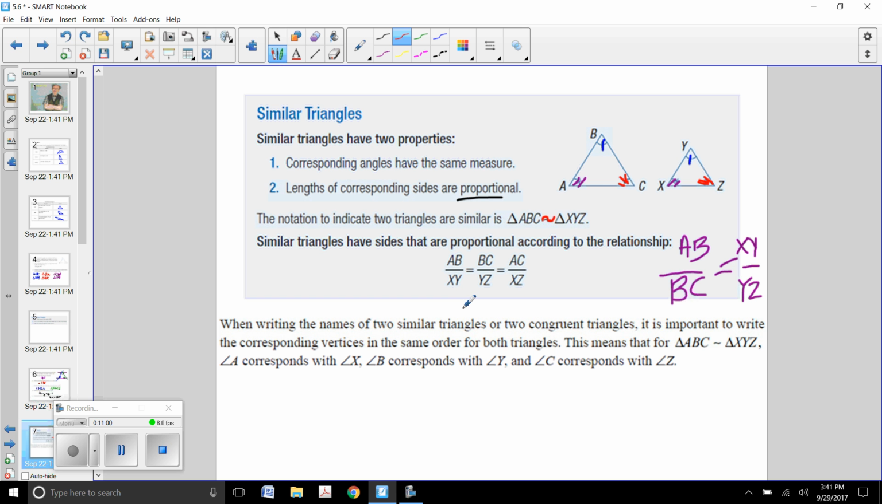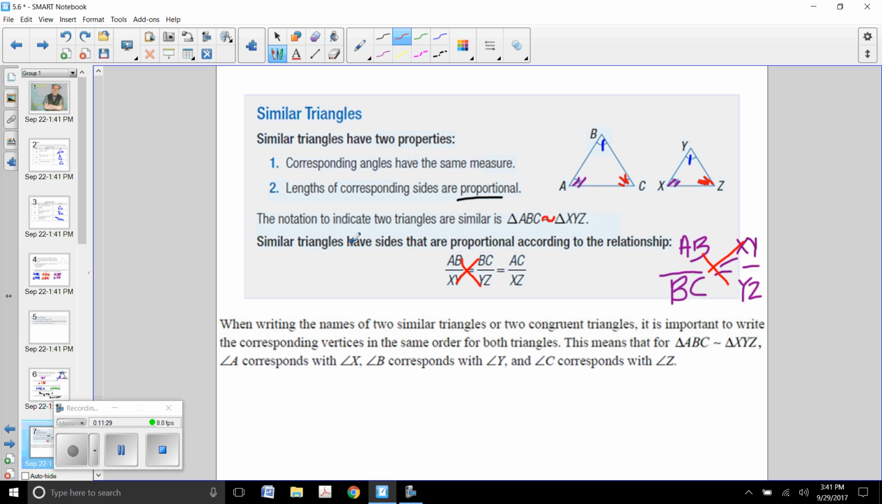And if you notice here, we would still have the same multiplication problem, that we have AB and YZ being multiplied because they're across from each other, and BC and XY being across from each other. So we still get the same answer, but again, it's just a matter of preference and how you like to set up your proportions.